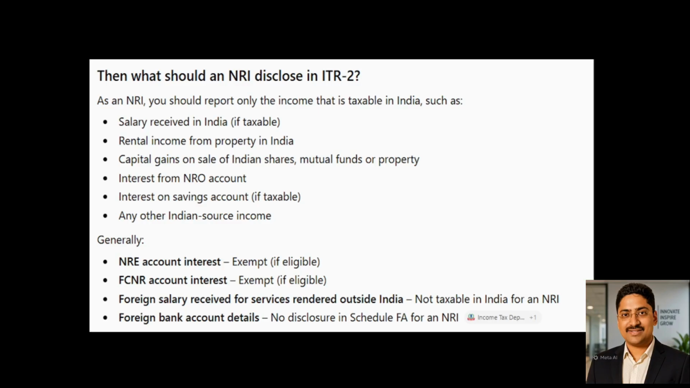Then, what should an NRI disclose in ITR 2? Now, look at it. As an NRI, you should report only the income that is taxable in India, such as salary received in India, if taxable, rental income from property in India, capital gains on sale of Indian shares, mutual funds and property, interest from NRO account, interest on savings account if taxable, and any other income source in India. Now, generally, NRE account interest is exempted, FCNR account interest is exempted, foreign salary received for services rendered outside India is not taxable in India for the NRI, and foreign bank account details need no disclosure in Schedule FA for the NRIs.